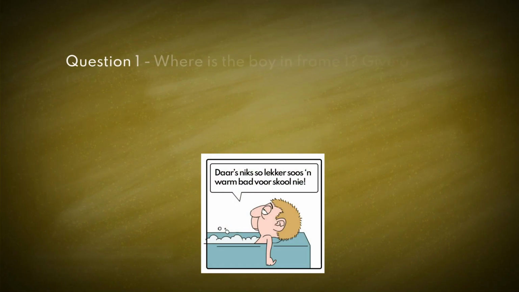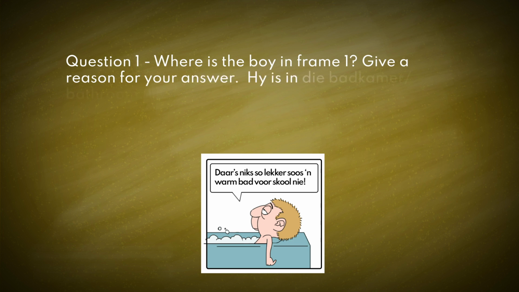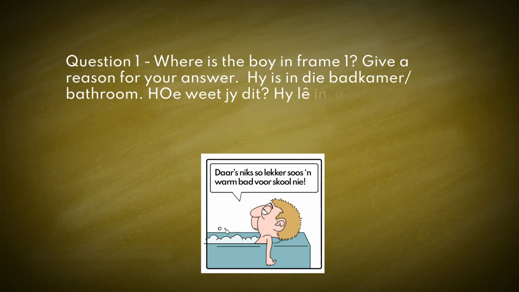Righty-ho, time to check those answers. Question 1. Where is the boy in frame 1? Give a reason for your answer. Hy is in die badkamer, the bathroom. Hoe weet jy dit? Hy lê in 'n bad. He is in a bath.